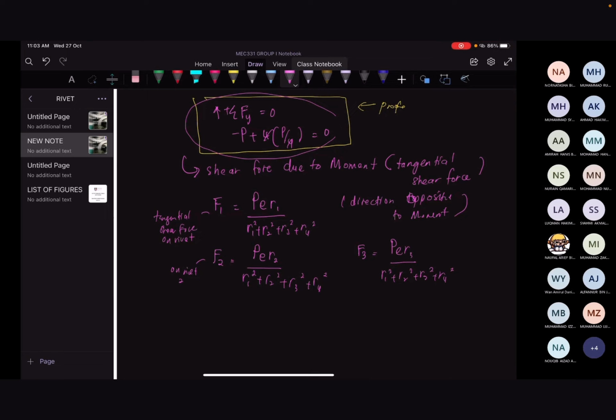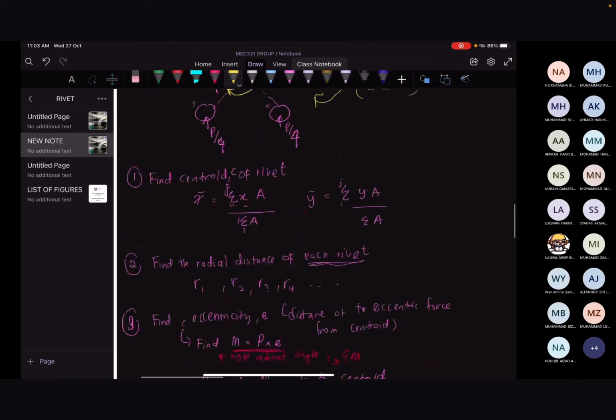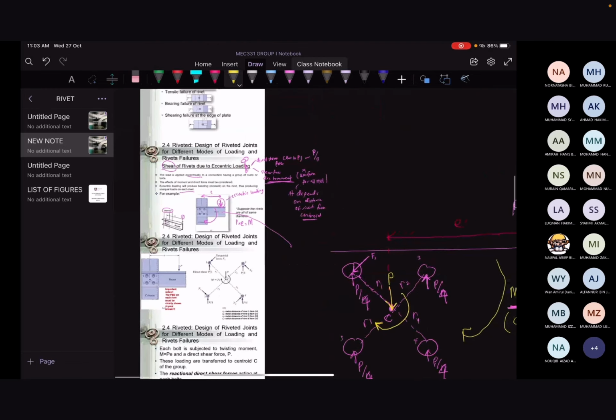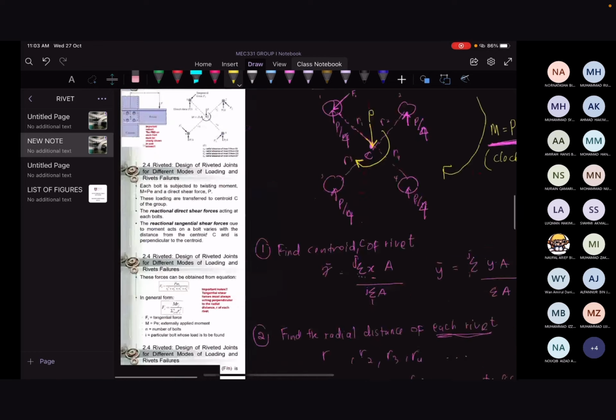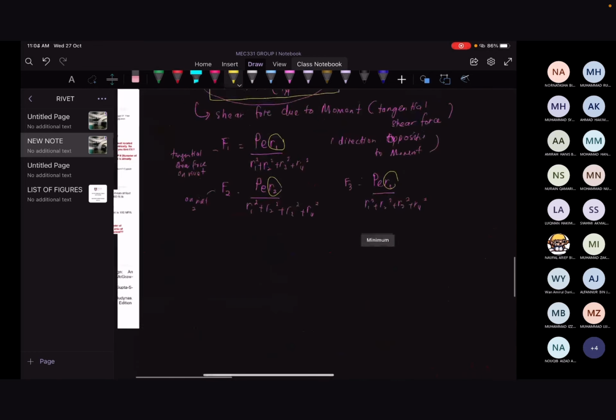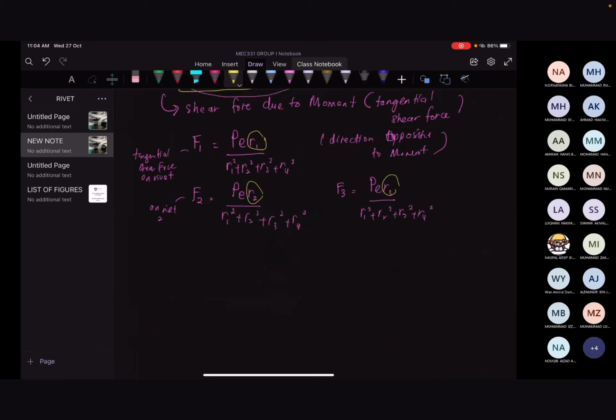So, kalau tengok dekat sini, yang berbeza adalah dia punya R. R1, R2, R3. R ni adalah dia punya distance from the rivet to the centroid. Okay, so tu yang saya kata, dia punya tangential shear force dia ni tadi akan jadi producing unequal loads on each rivet. Okay, sebab dia ada tangential shear force yang depends pada dia punya R1, R2 dengan R3.